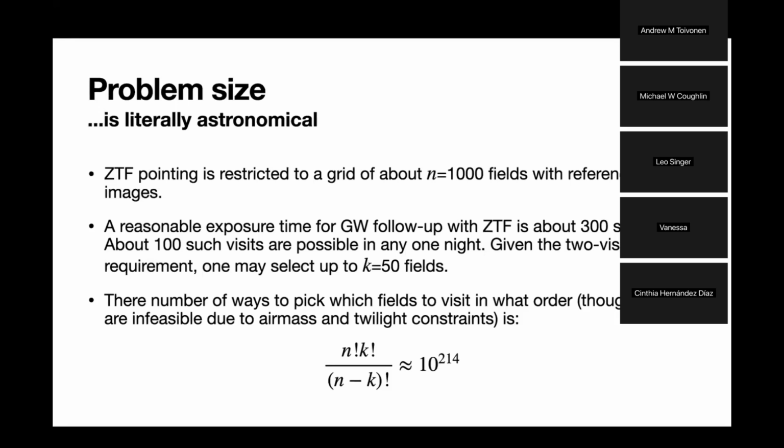A reasonable exposure time for follow-up with ZTF for gravitational wave events is a few hundred seconds. We can do about 100 such visits in one night. You do the math and you come up with this number of possible choices of which fields to observe. And this is not even taking into account the order in which to observe them.